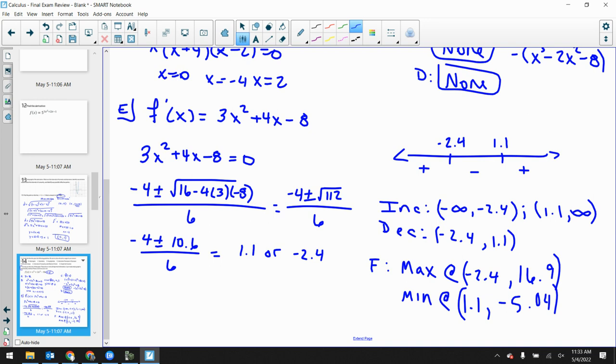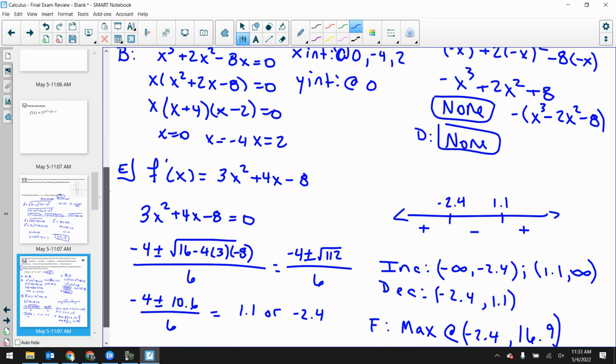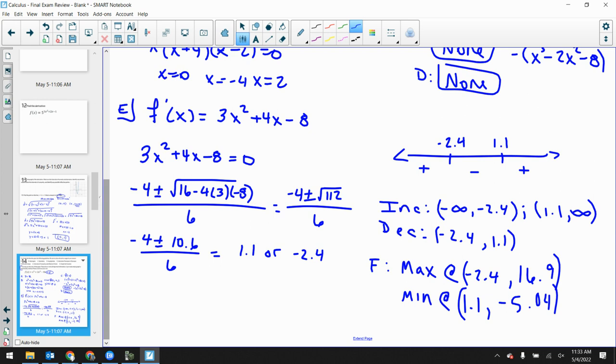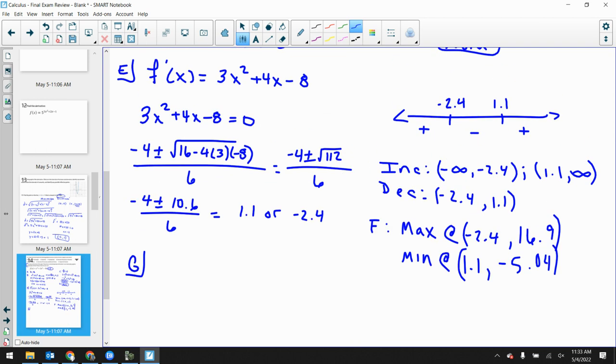You put that in the x of x to the third plus 2x squared minus 8x. All right, so those are my maximum and minimum values, my extreme values. And now I'm going to do intervals of concavity and inflection points. For that, remember that I need the double prime. So for G, I'm going to use the double prime.